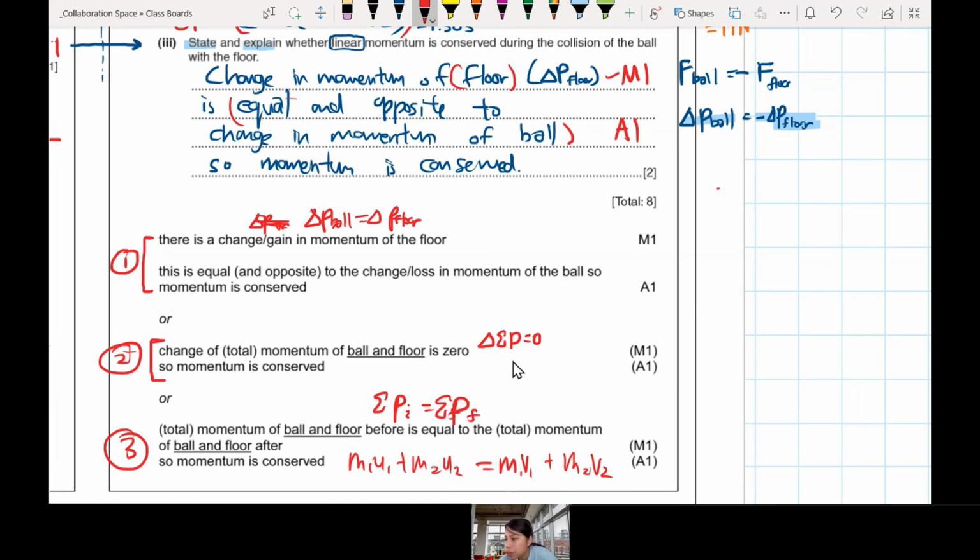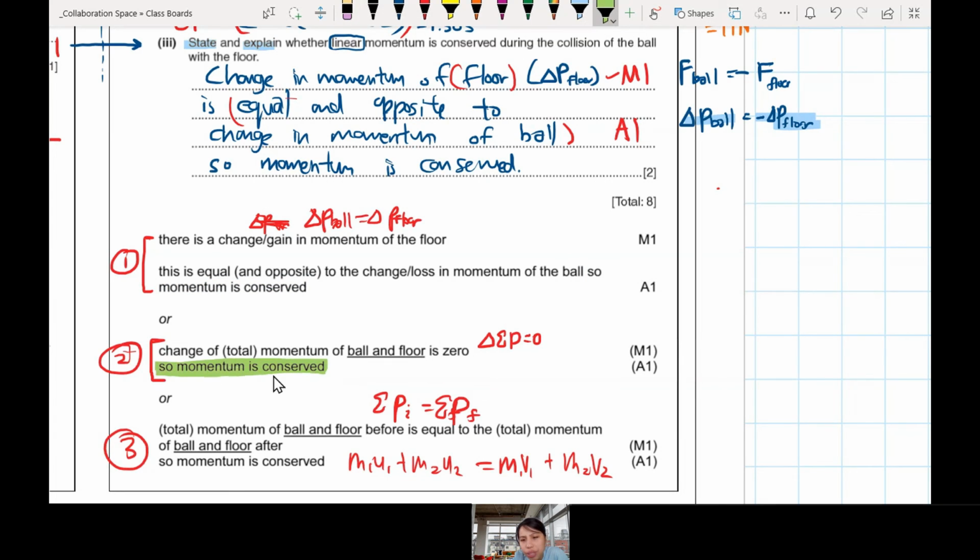Momentum is conserved. One question is, if I just put yes without explanation, does it count as momentum is conserved? They didn't exactly give a mark for yes. It's kind of linked, so momentum is conserved. But I think you could get it for the second one. You could not get it for the first one, but for the second one, yes.